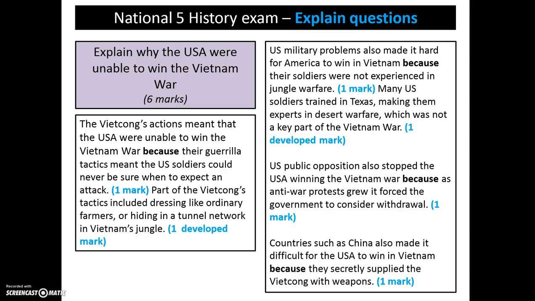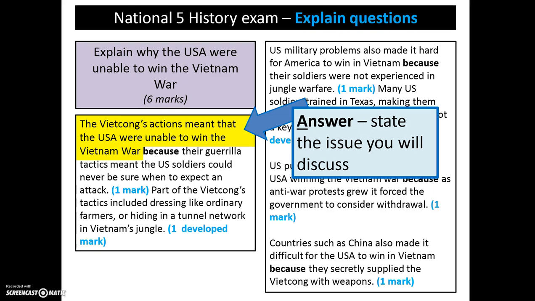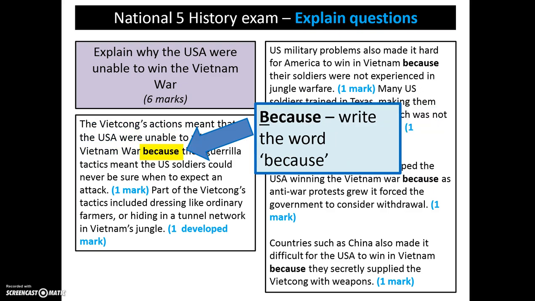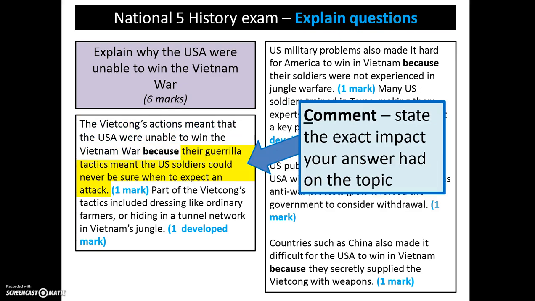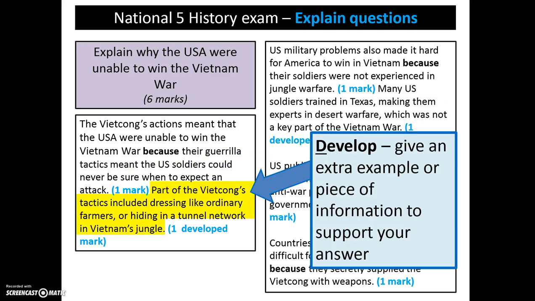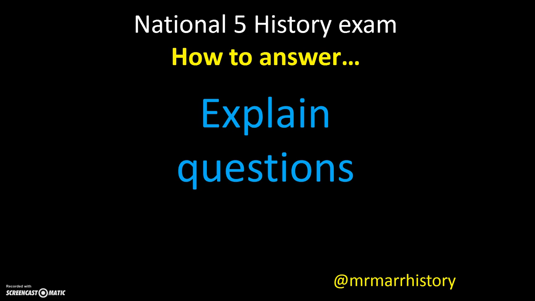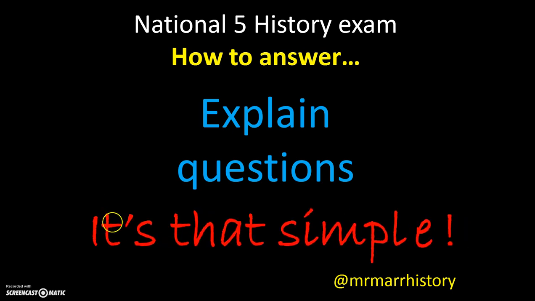Stick to the ABC method. Let's look at our example in summary. We begin by stating our answer. We then go on to say because, and our comment is where we gain our 1st mark. We then develop this by making a 2nd point. There are 6 marks available overall. You could do 3 ABCD answers which would give 6 marks, or you could simply have 6 ABCs where you identify 6 different reasons, whatever the question happens to be. National 5 History exam, how to answer explain questions. It's really that simple.